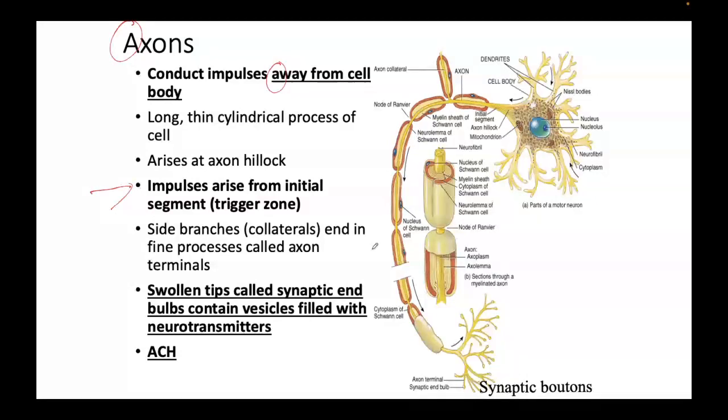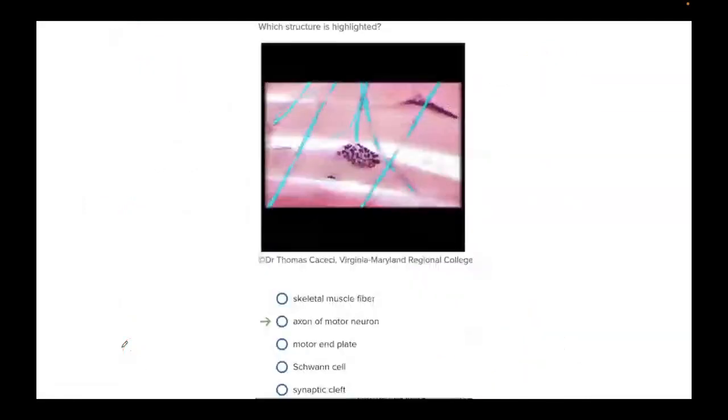The action potential travels all the way down to the end, right? Those swollen tips at the end, those synaptic end bulbs, are filled with proteins called neurotransmitters. And if this was a muscle, at the end, the excitatory neurotransmitter would be acetylcholine. Okay.